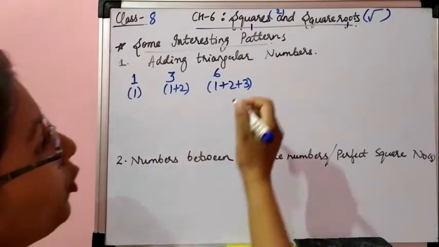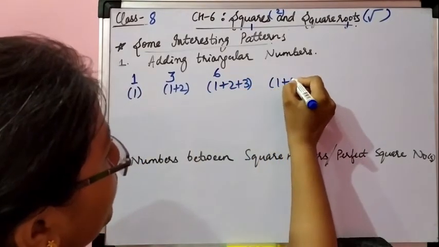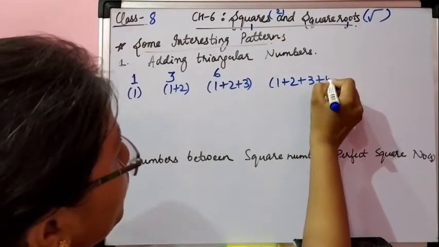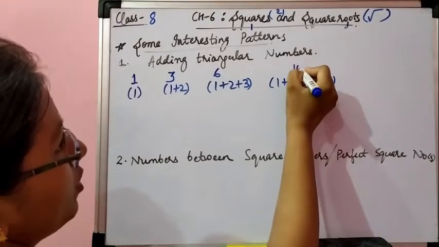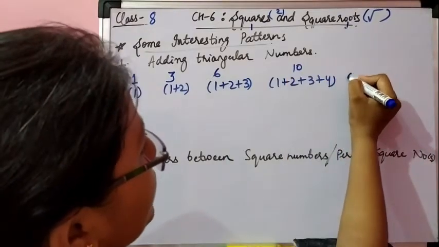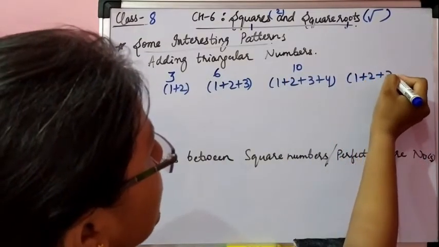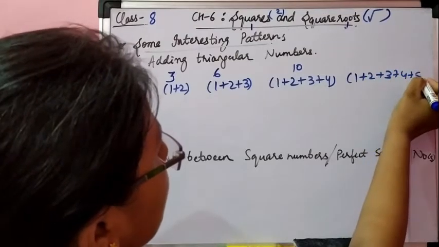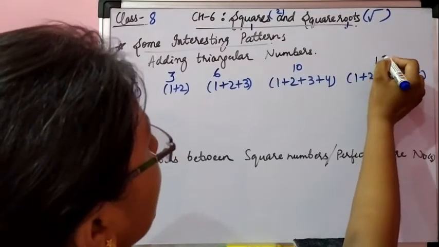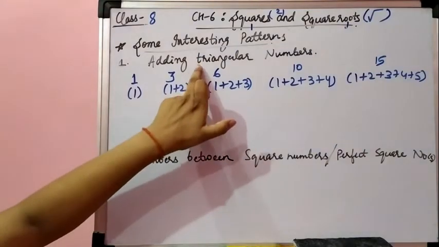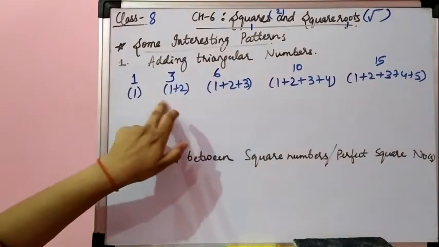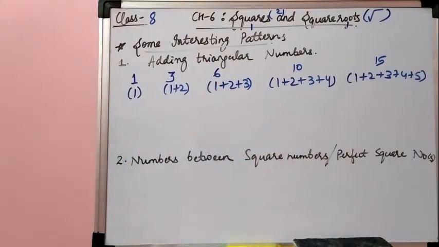For finding the fourth triangular number, I will add 1 plus 2 plus 3 plus 4. So what is that? 10. Okay. Now for finding the fifth triangular number, 1 plus 2 plus 3 plus 4 plus 5. So it will be 15. So now you have understood how we can find triangular numbers. Triangular numbers are obtained by adding the consecutive numbers.